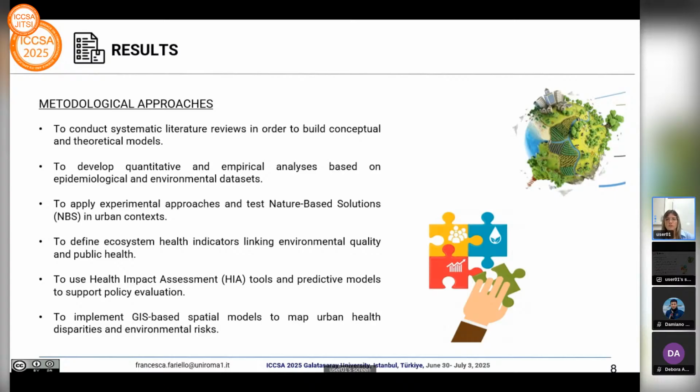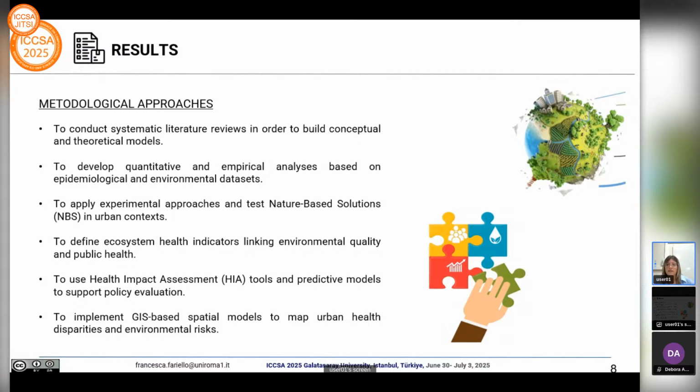A second group of studies is based on quantitative and empirical analysis using datasets from environmental monitoring, epidemiology, and socioeconomic sources. The use of statistical modeling, machine learning, and big data analytics is increasingly common, especially in studies that link air pollution and urban form to health outcomes.